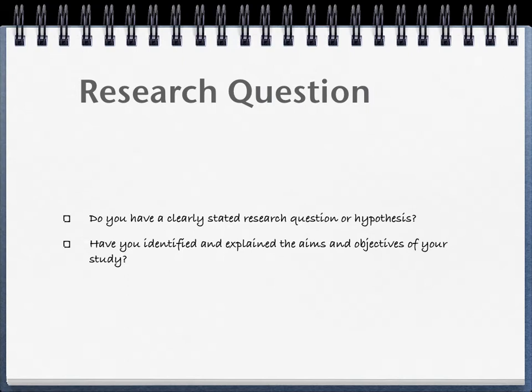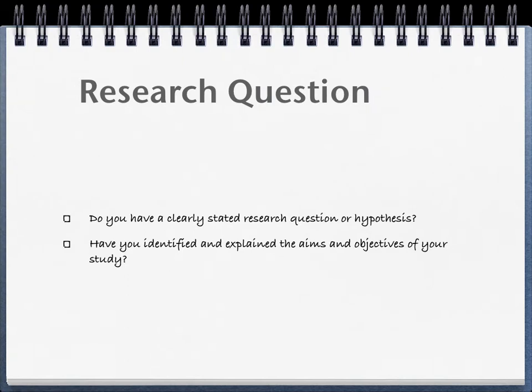Again, at this stage, hopefully you realize that your research question should really be derived or evolving from your literature review. So again, sometimes students struggle with this part. So check, do you have a clearly stated research question or hypotheses? Have you identified and explained the aims and objectives of your study? And are you sure that in doing so, you have met or addressed these?